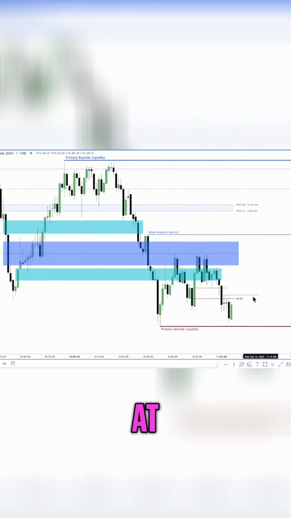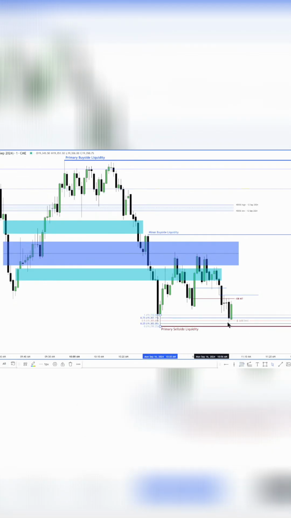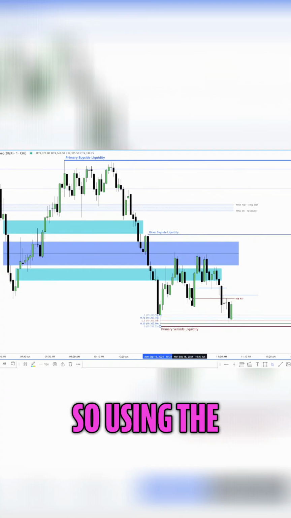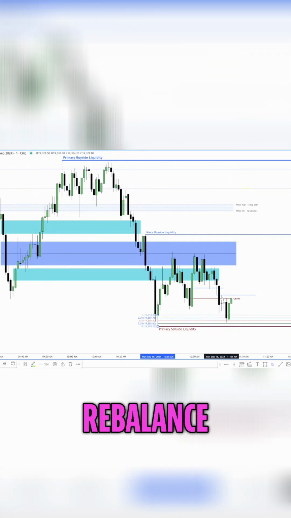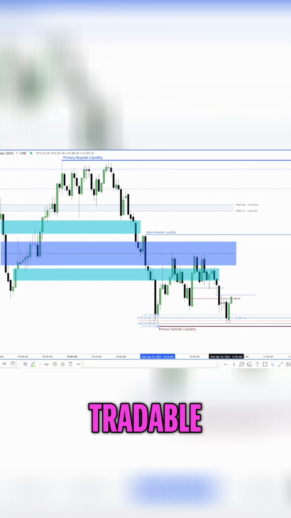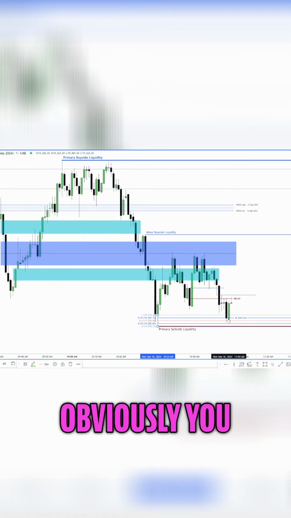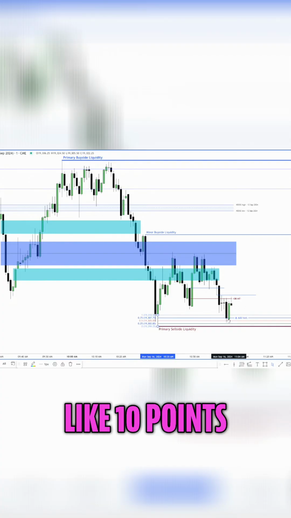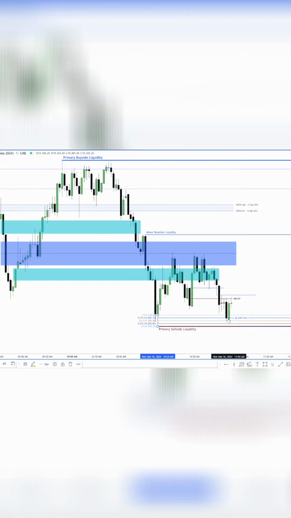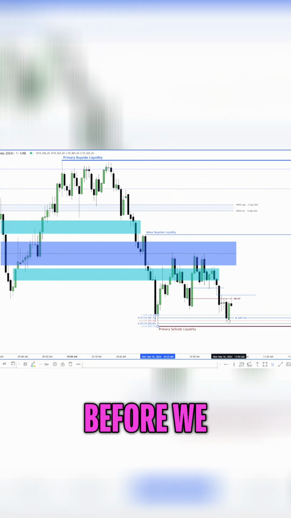So if you looked at this wick here, that's consequent encroachment of that wick halfway. So using the middle of the order block there and immediate rebalance, trading down to that, that's something that's tradable. It's not something that I like to trade. Obviously, you guys see I trade pretty big ranges, and the targets are not like 10 points or something like that. But I'm going to try to find something before we close the session. I promise you, I'm not closing this session down until I push the button.